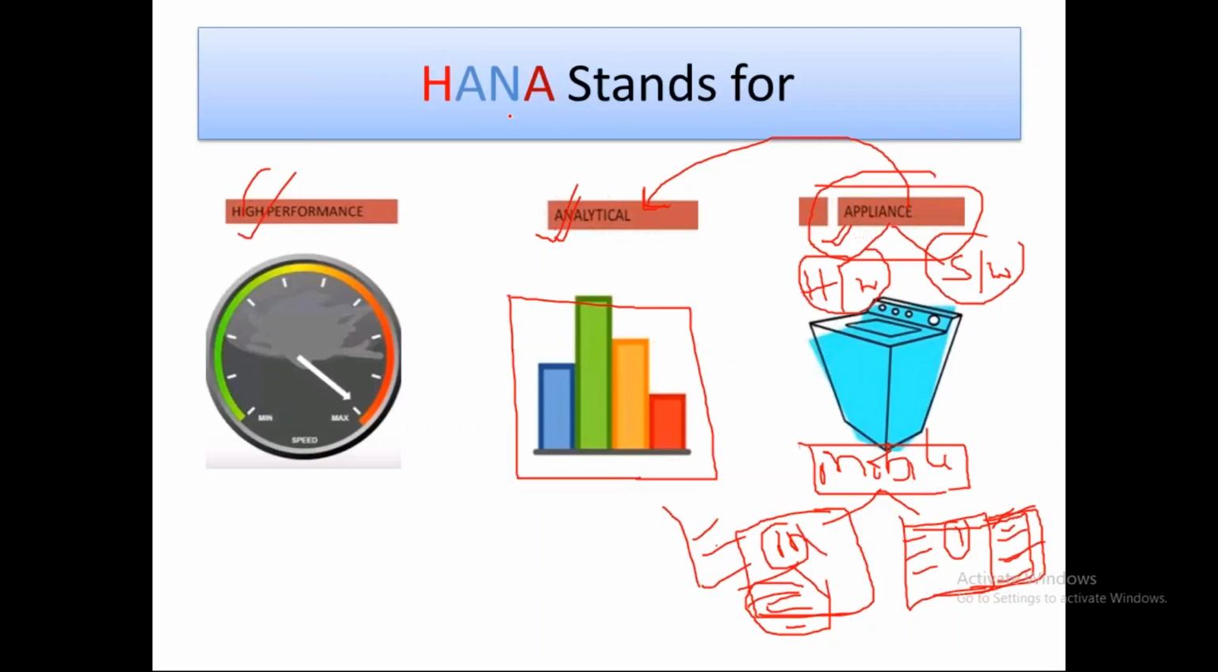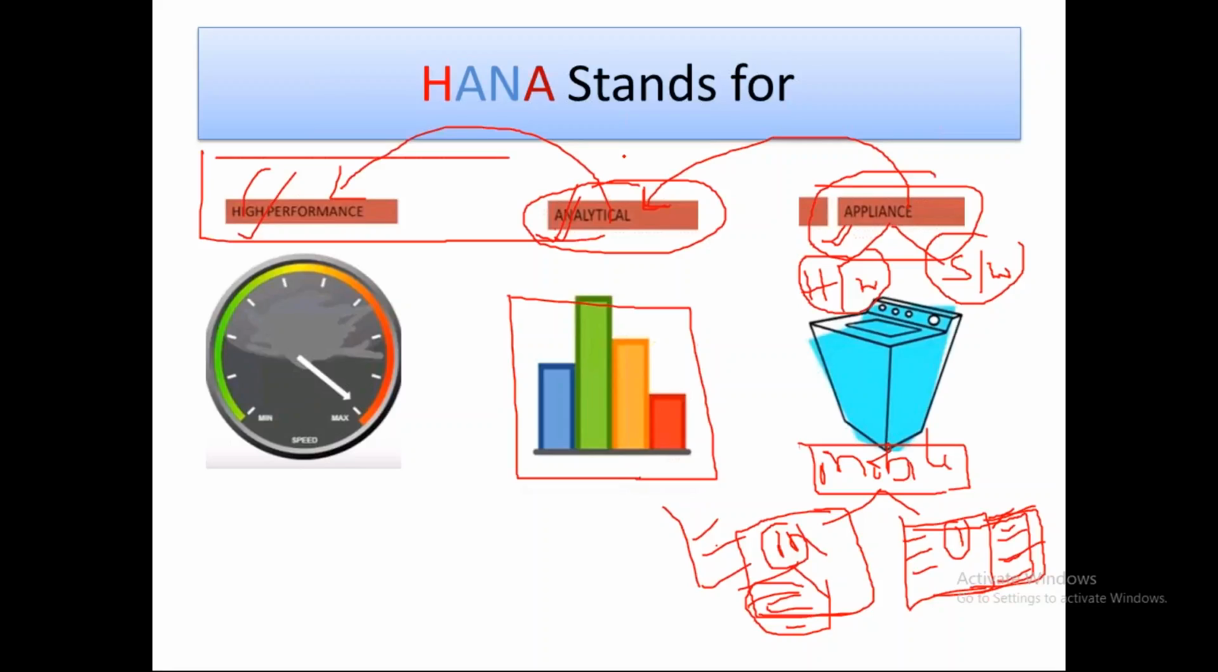So HANA is an appliance, meaning both hardware and software combination. For what? For your analytical applications. But with what? With high performance. This is the target of SAP: to deliver a product which is the combination of hardware and software for analyzing your application data with high performance. This is the goal of SAP.